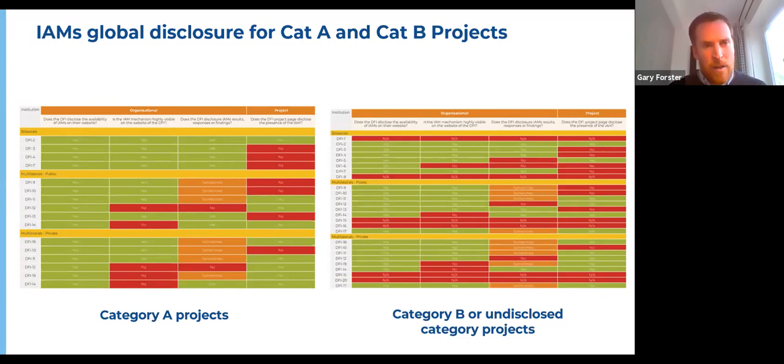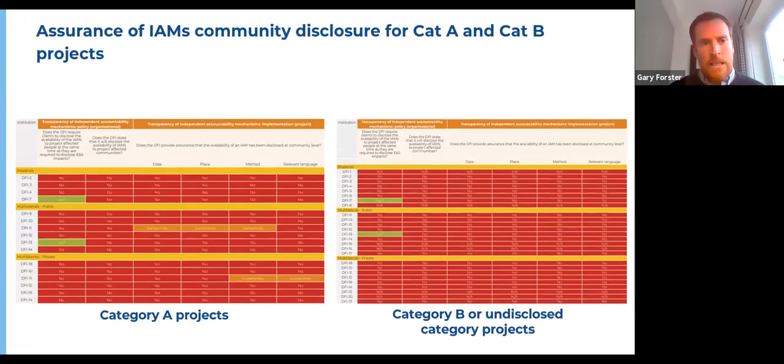If we dig into that a little bit further on the next slide, this is the last of the findings slides. This one's looking at whether the DFI provides assurance of IAMs community disclosure for both Cat A and Cat B projects. So at the community level, is the DFI providing evidence of having undertaken community disclosure around IAMs? What we recognize here was that the requirement of the client to disclose the presence of an IAM is lacking. Where we identified that this requirement is present, it is in new policies which are yet to be operationalized. We think this is quite important: not requiring clients to disclose the presence of an IAM could definitely undermine the transparency of the existence even of an IAM.